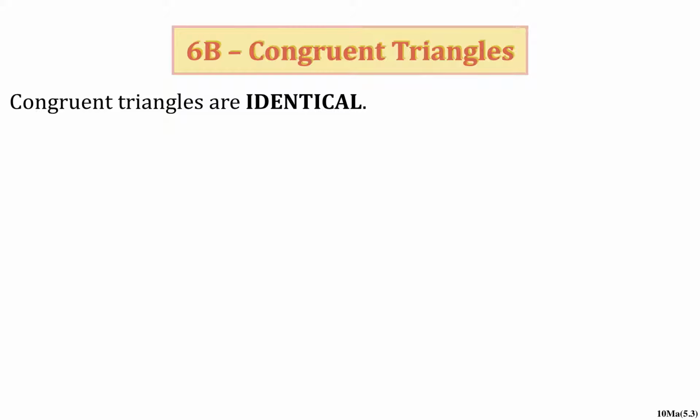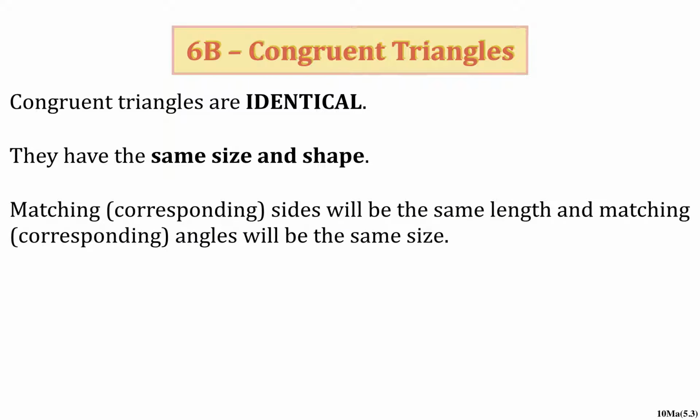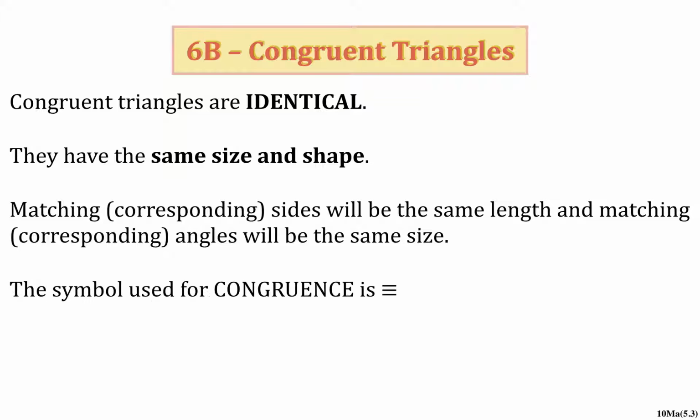Now we need to know what the word congruent means to start with. Congruent triangles just mean that we have identical triangles. They are exactly the same triangles. They've got the same size and the same shape, which means that in each triangle you're going to have matching or corresponding sides which match up with each other, and the angles will also match up with each other. They'll be the same angles.